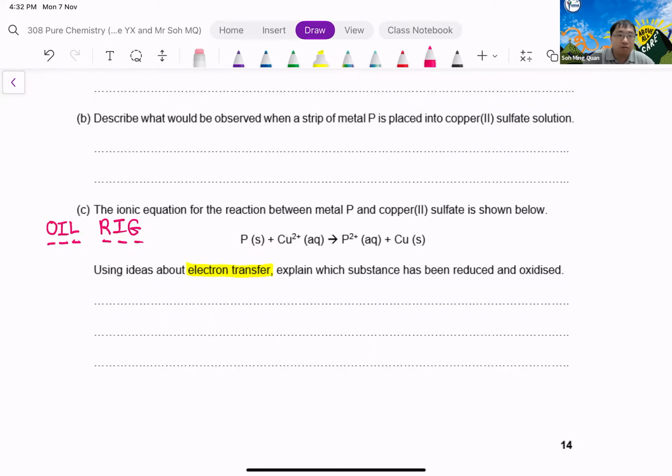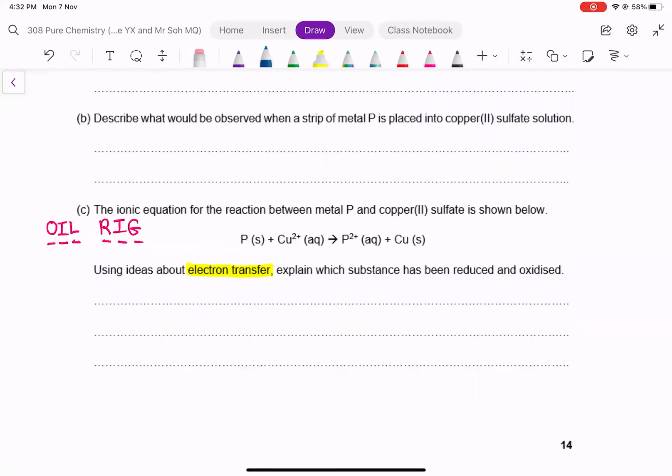Okay, so we have had close to a minute to think about it after staring at the ionic equation. I hope we really focus on the charges, on the ions, because the charges will tell us roughly whether it has gained electrons or lost electrons. Okay, so let's start. Maybe Jet, can you tell me what has been reduced?